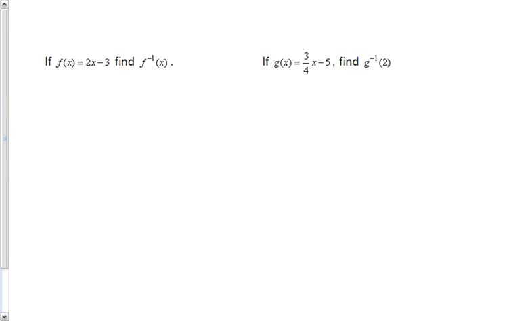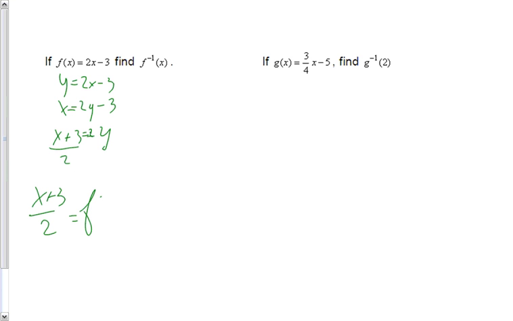Okay. We have a couple more if we wanted to. If we wanted to find the inverse of this, all I've got to do is call this y equals 2x minus 3. And then just swap. x equals 2y minus 3. x plus 3 equals 2y, and then divide by 2. So x plus 3 over 2 equals f inverse of x.